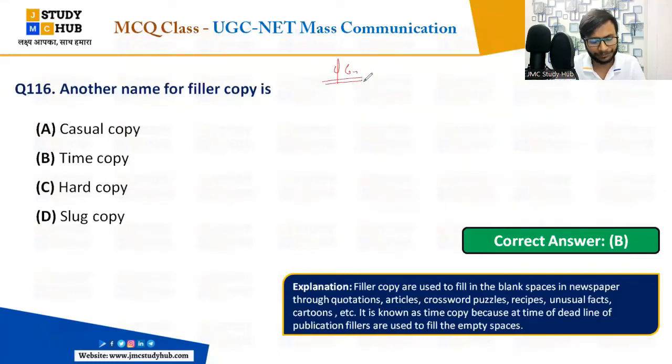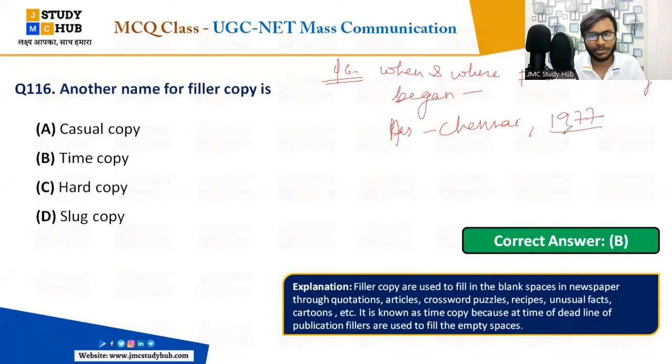Question number 6: when and where did FM broadcasting begin? Tell me quickly. Where did it start? Yes, very good, Tendel. The answer is Chennai. And in the year? 1977. Very good. Okay, note it down. FM broadcasting began in Chennai in 1977.